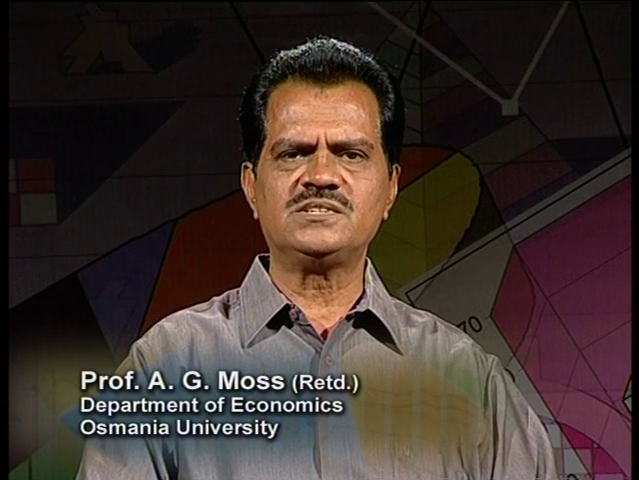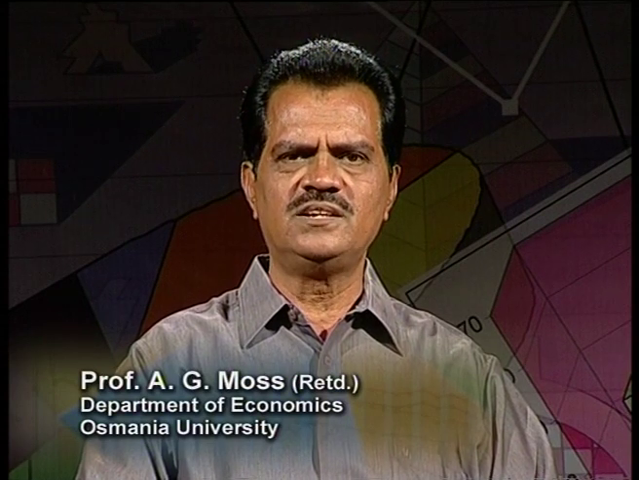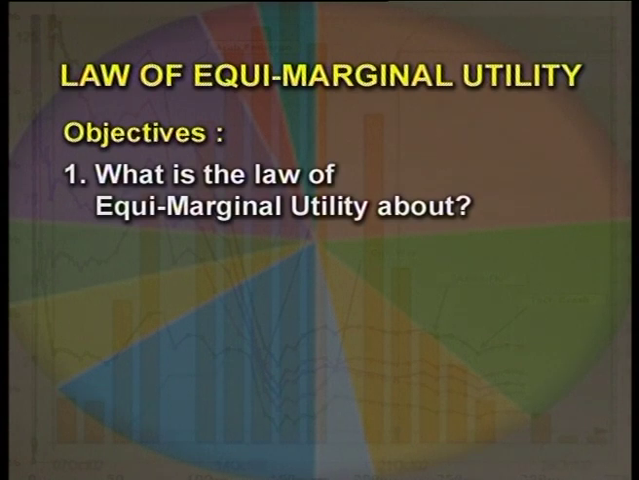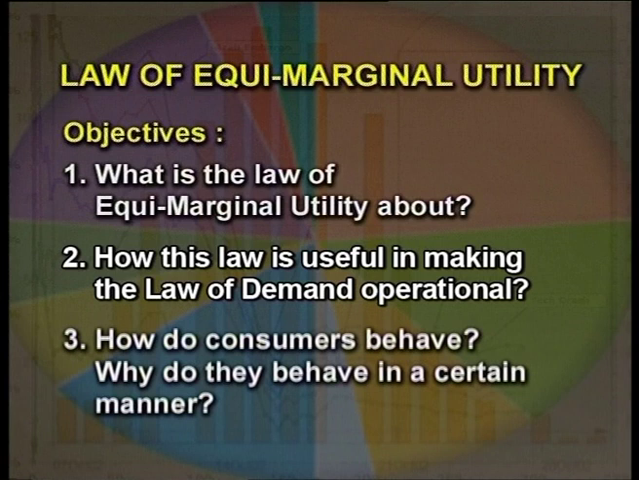As we had seen earlier, there are two basic laws which become the foundations for the law of demand. The law of diminishing marginal utility, which we discussed in the previous lecture, and the law of equi-marginal utility that we are going to discuss today. Therefore, the objectives of this lecture today are, firstly, we would like to know what the law of equi-marginal utility is about. Secondly, we would like to know how this is useful in making the law of demand operational. And therefore, these two objectives help us to understand how consumers behave and why they behave in a certain manner.